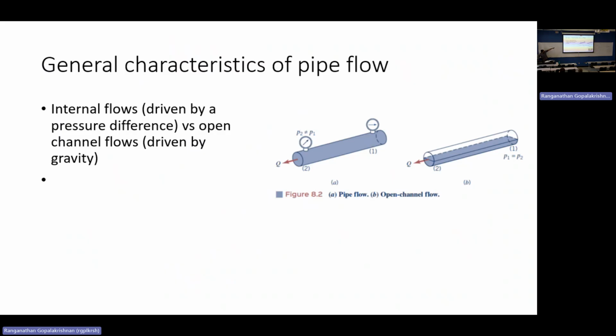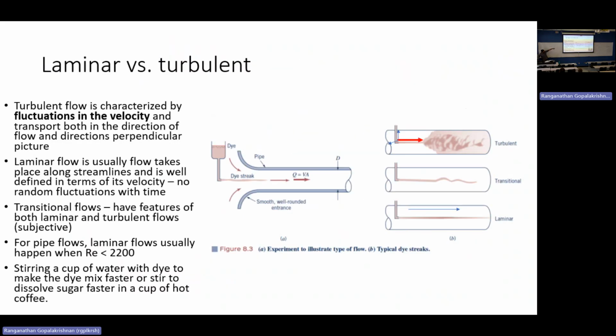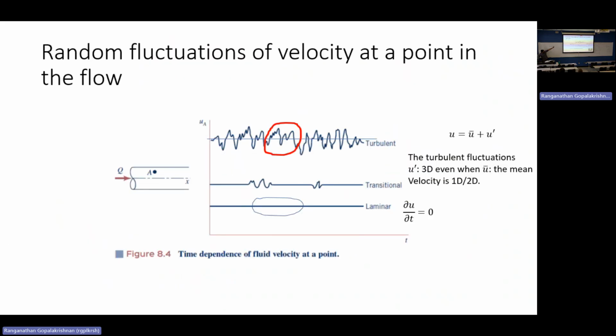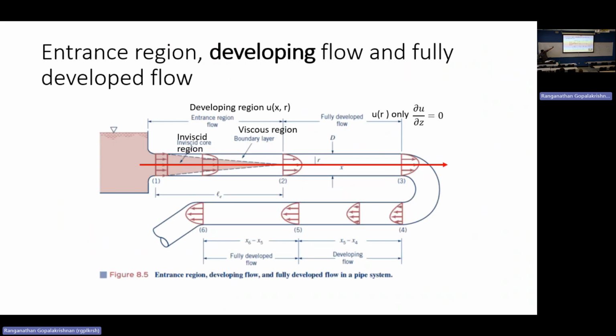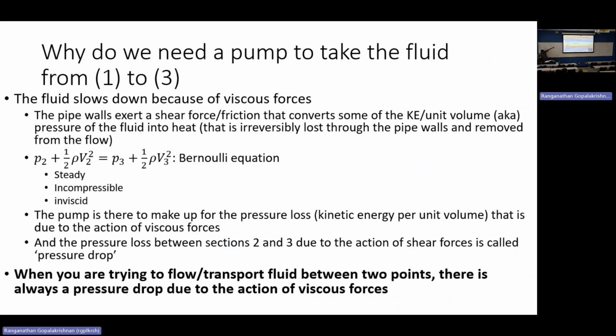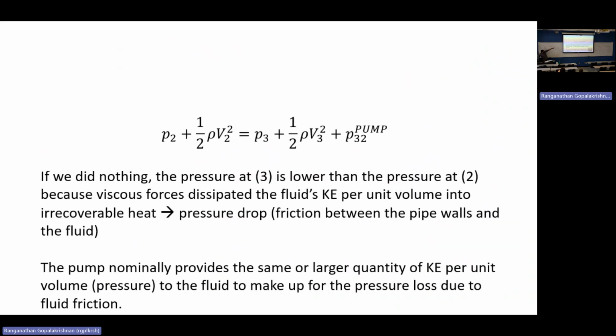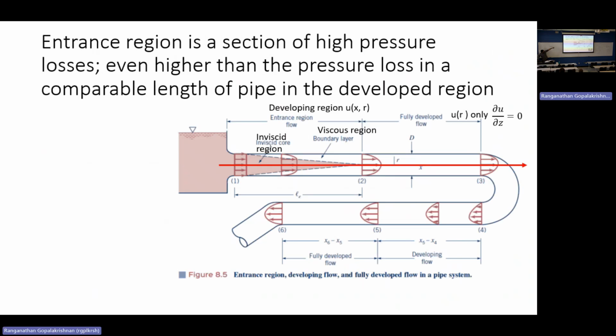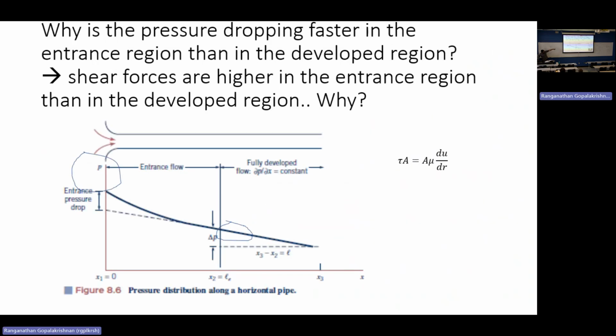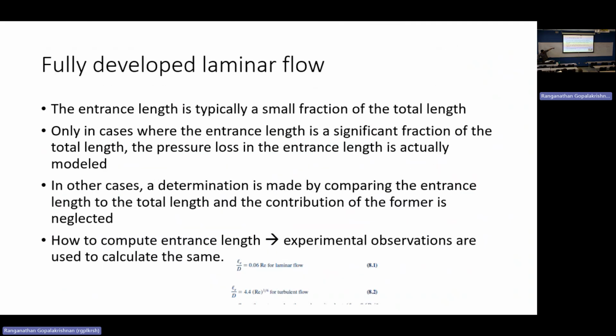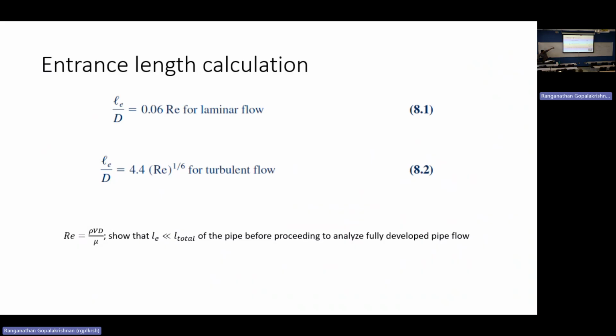So: general characteristics of pipe flows, what is laminar versus what is turbulent, and features of turbulent flow, what is entrance length. We talked about this in class also. Why we need a pump to make a fluid move, because there is energy loss and the pump has to make up for that. And then the losses in the entrance region versus the fully developed region, how it becomes non-linear in the entrance region and becomes linear later. And then we talk about the entrance length calculation.